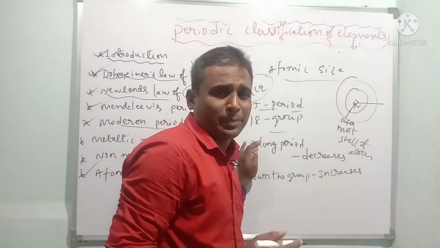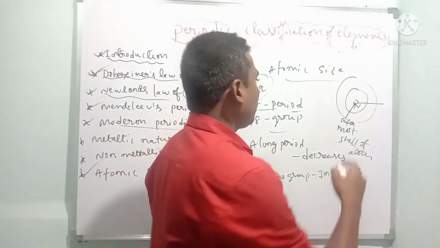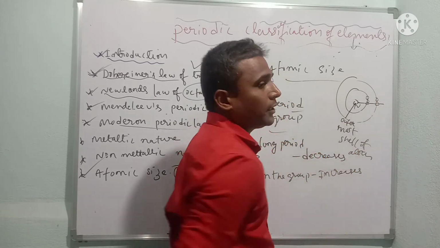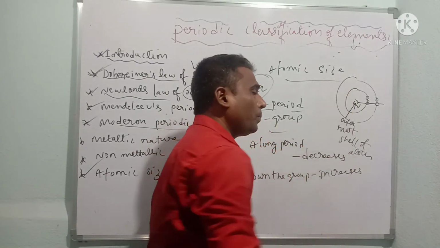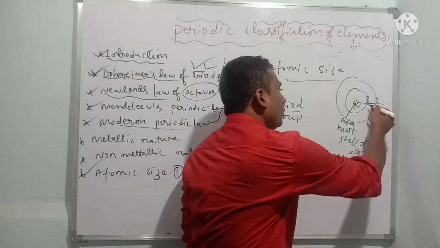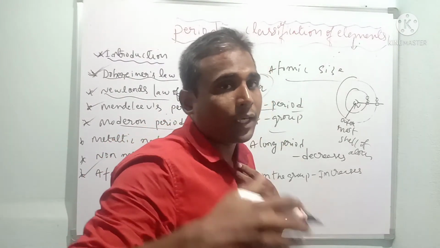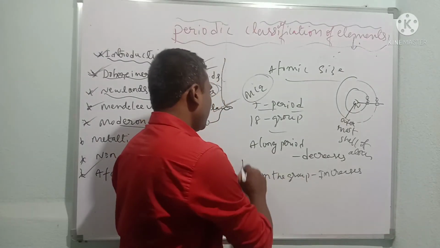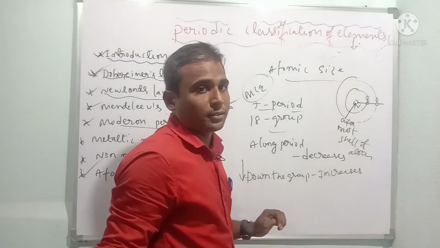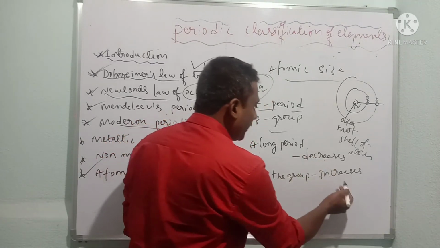In the examination they'll ask you the reason. Why does it decrease along the period? Why does it increase down the group? Because if I go along the period, the number of shells will be decreasing. If I go down the group, the number of shells will be increasing. If shells are increasing, the number of electrons residing will be more and more. Hence down the group atomic size increases, along the period decreases.